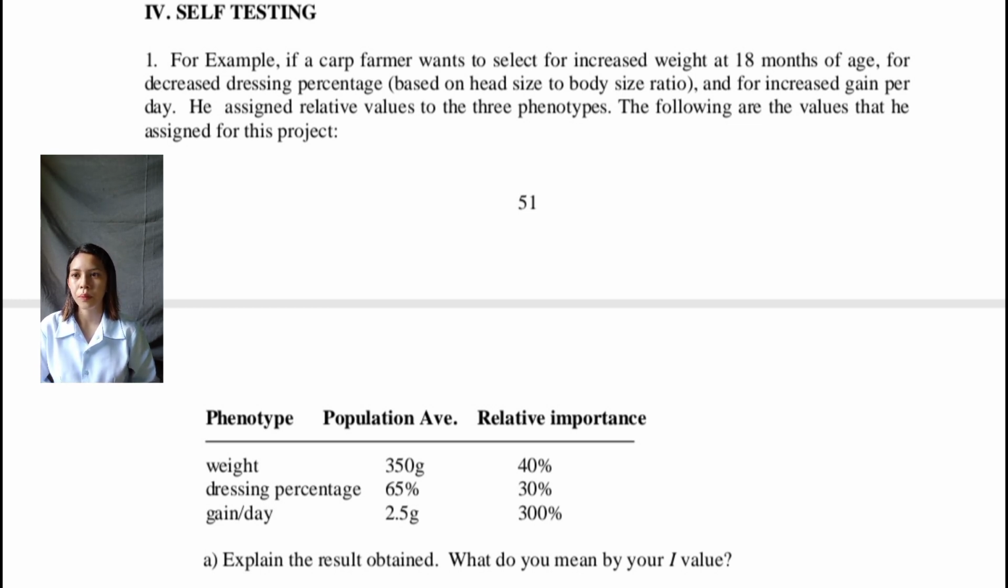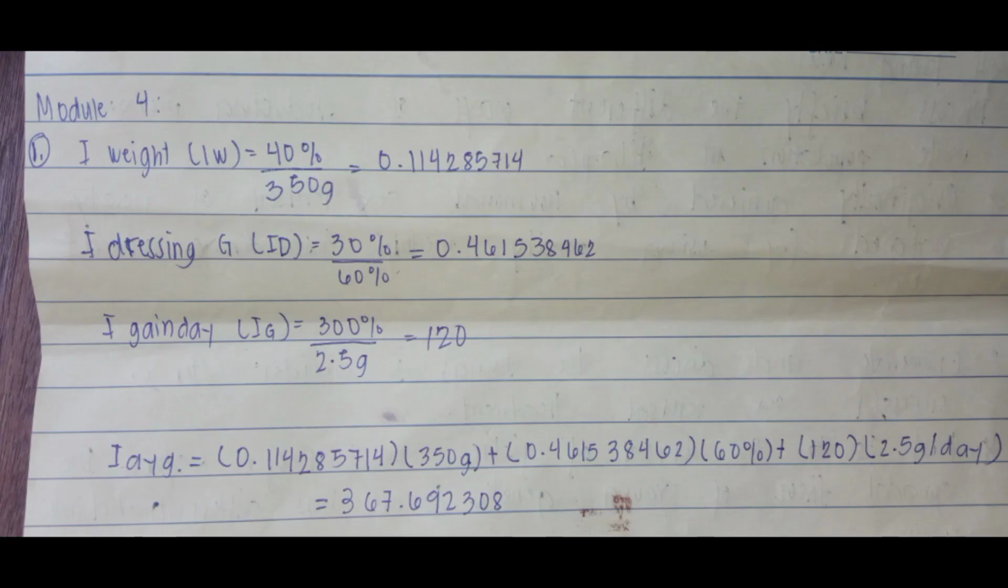Phenotype: weight, population average 350 grams, relative importance 40%. Phenotype: dressing percentage, population average 65%, relative importance 30%. Phenotype: gain per day, population average 2.5 grams, relative importance 300%. Explain the result obtained. What do you mean by your value? The answer in question number 1.